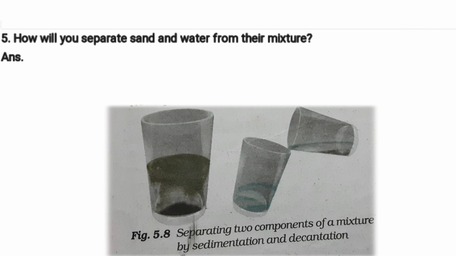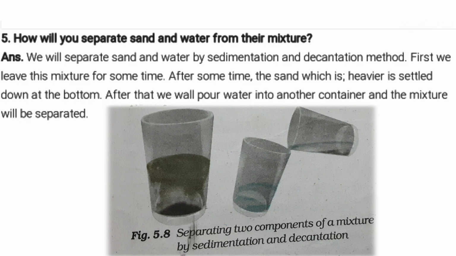Fifth question is, how will you separate sand and water from their mixture? The answer is, we will separate the sand and water by the sedimentation and decantation method. First, we will leave the mixture for some time. After some time, the sand, which is heavier, settles down at the bottom. After that, we will pour the water into another container and the mixture will be separated.